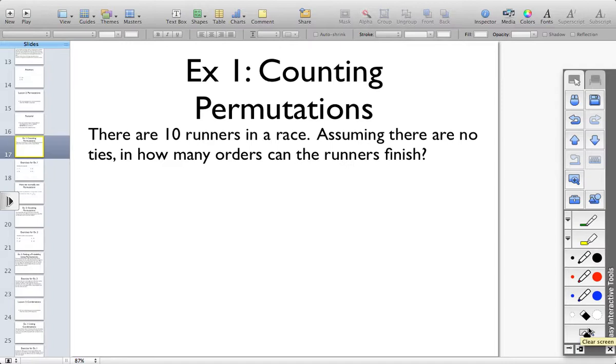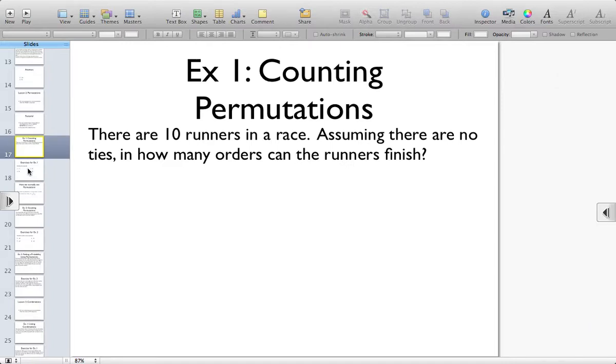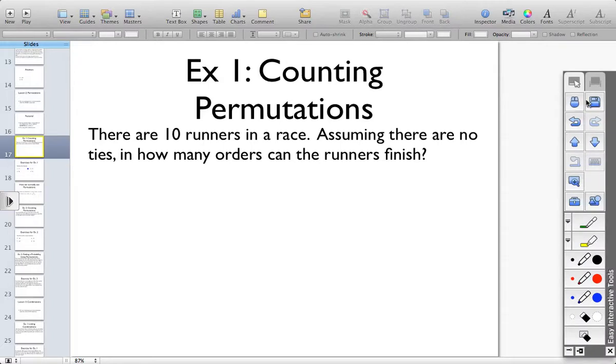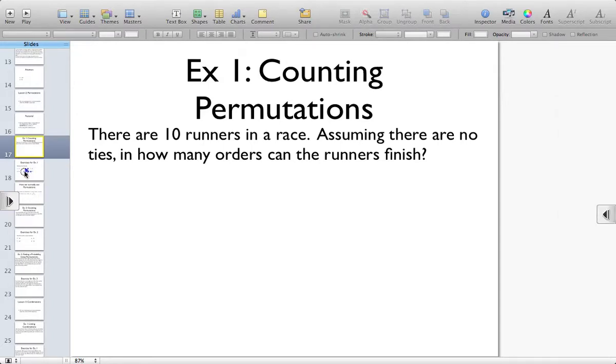All right, so let's move on to some exercises once we actually hit the mouse button. Come on. Oh, goodness.